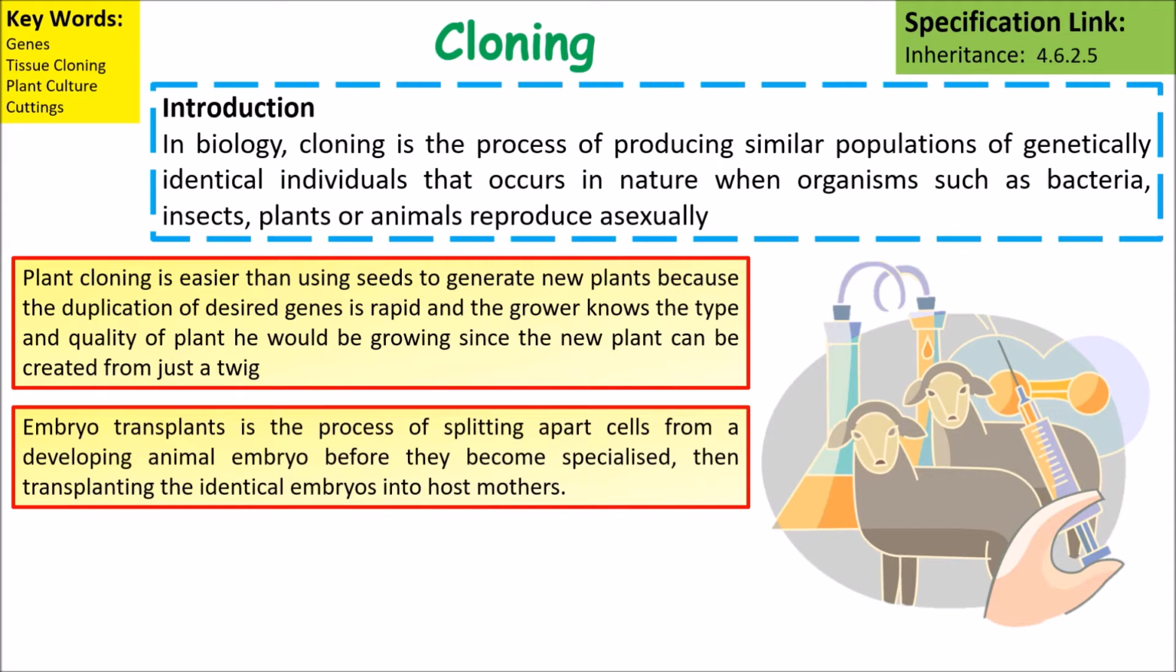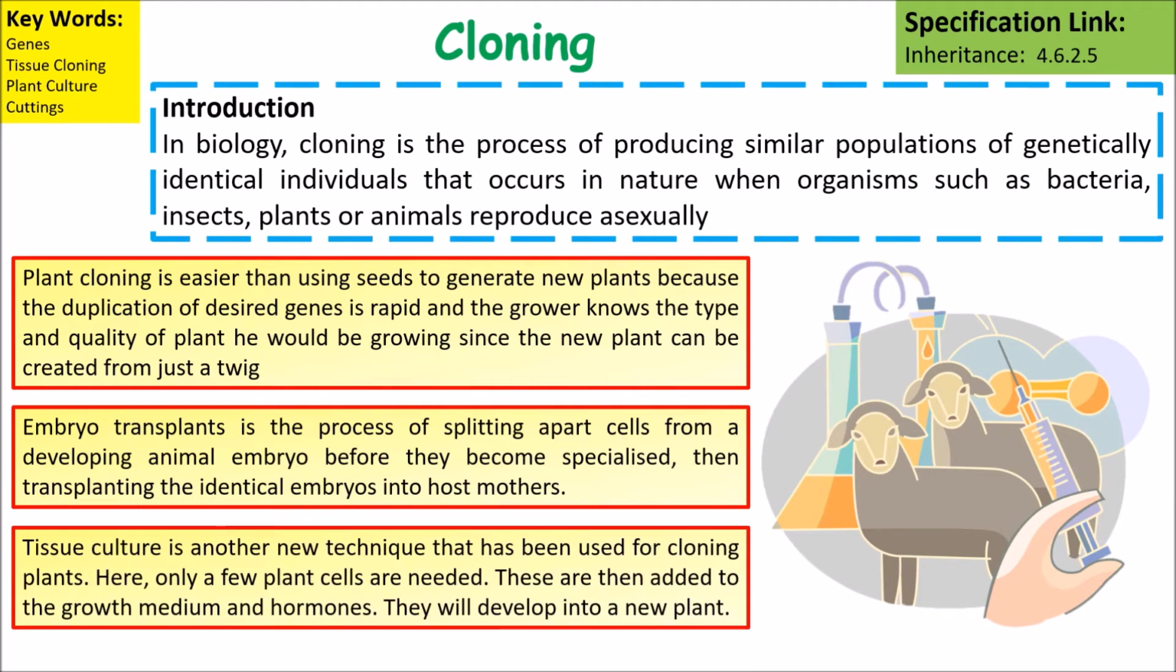Embryo transplant is a process of splitting apart cells from a developing embryo before they can become specialized. These can then be grown into individual embryos and transplanted into host mothers. And tissue culture is another new technique that's been used for cloning plants. Here only a few plant cells are actually needed. These can then be added to a growth medium, and hormones will help them develop into a new plant.